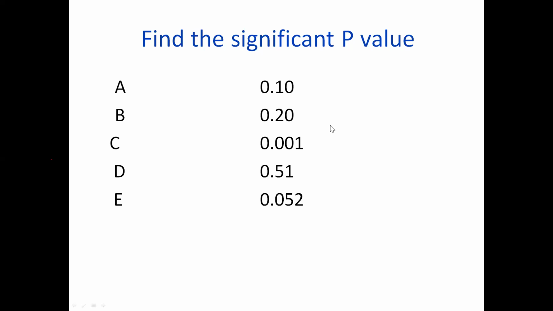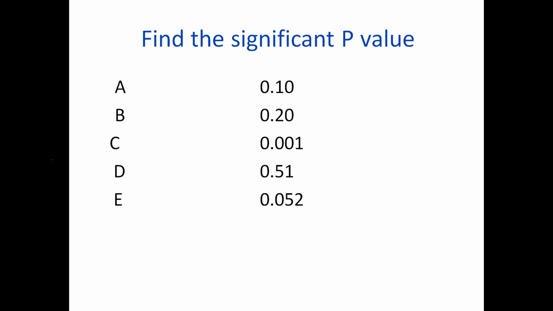Those who have written E, what is the p-value in the case of E? Is it less than 0.05? Someone is writing ABC. Even B is also significant? No. The p-value cutoff, what I told you, is less than 0.05, 5%, less than 5%. So in decimal terms, it should be less than 0.05. Which value is less than 0.05 in this case? Is E less than 0.05?